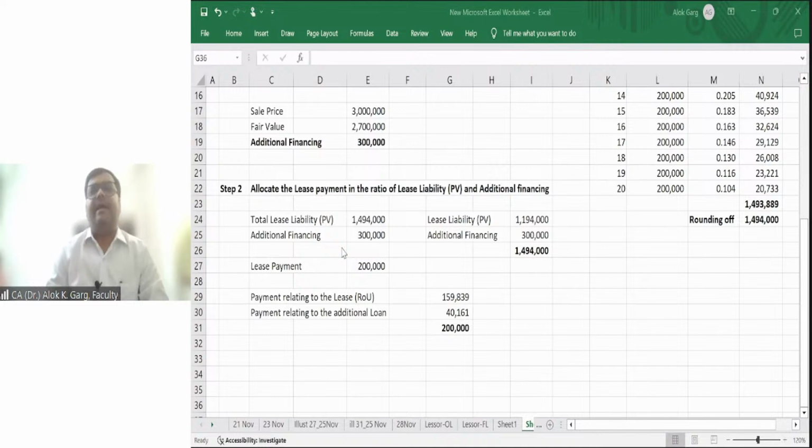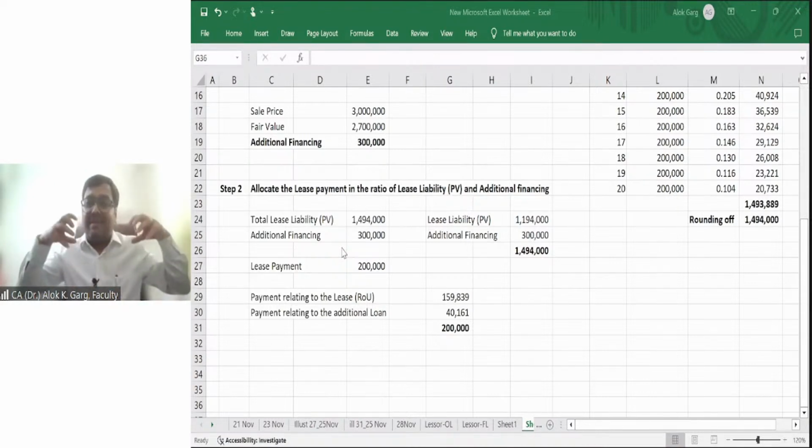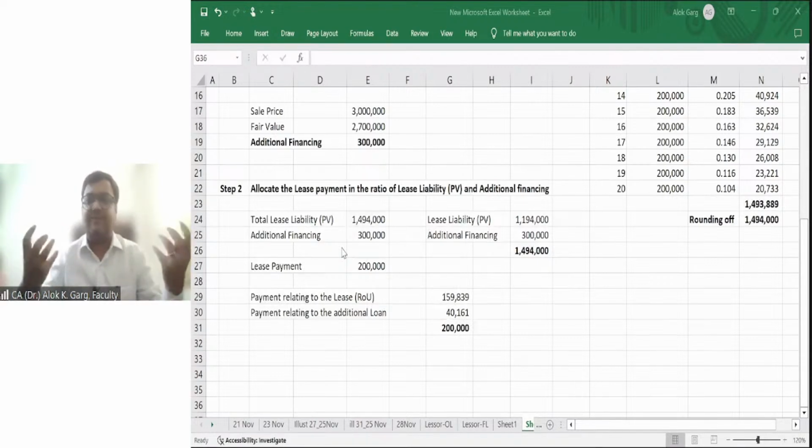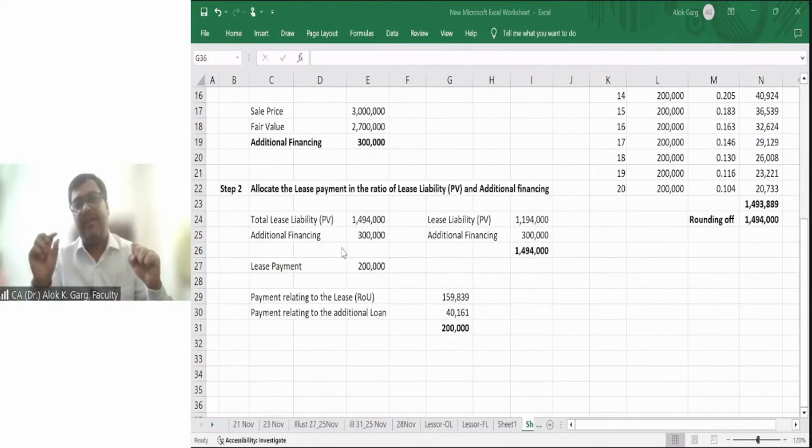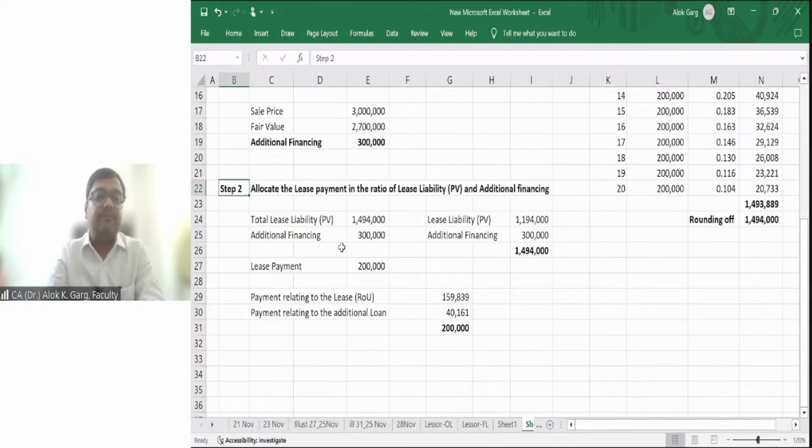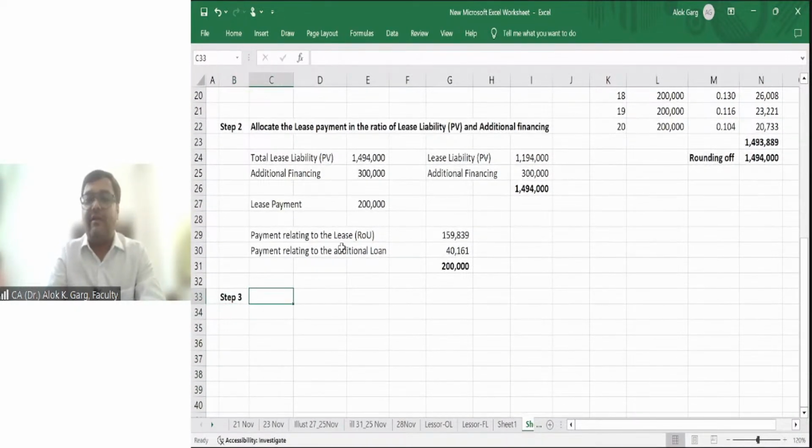If you say that out of 1494, 1194 is the lease liability and 3 lakh rupees is the loan liability, that is okay. But if I need to recognize my asset, I need to recognize the asset on the basis of the rights which are transferred. So this step number three is a little bit critical. Calculate the right of use asset in the books of the seller lessee. This is an important and critical step. You need to understand it very carefully.